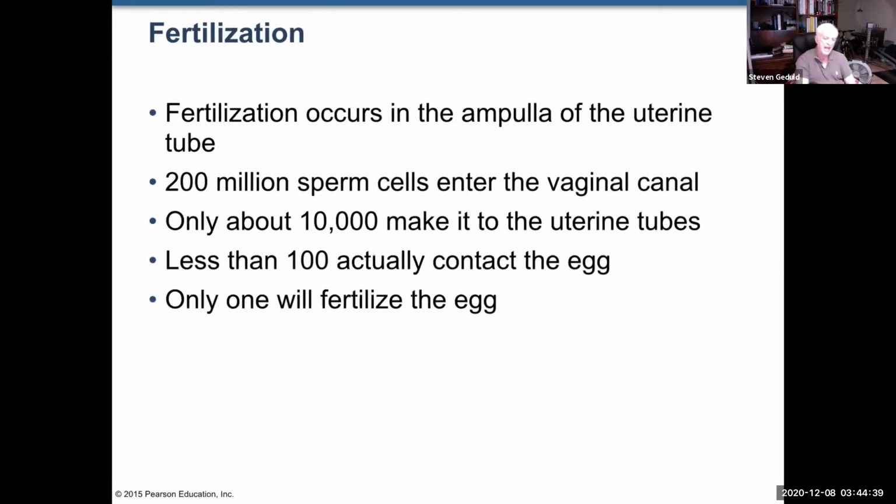Fertilization occurs in the ampulla of the uterine tube. That's in the distal 2/3 of the tube where the swelling is. That's where the large area is. 200 million sperm enter the vaginal canal. About 10,000 make it to the uterine tube. Less than 100 contact the egg, and only 1 will fertilize the egg. So 1 fertilizes it, 100 come in contact with it, 10,000 make it to the uterine tubes, and 200 million are deposited into the vaginal canal.